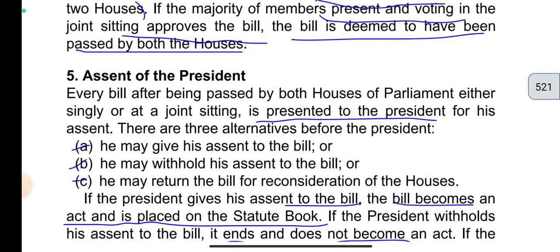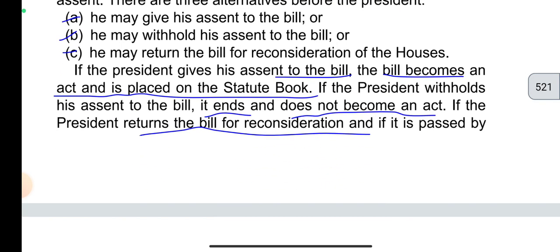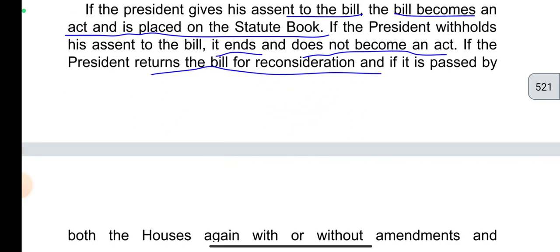Assent of the President. Every bill after being passed by both Houses of Parliament, either singly or at a joint sitting, is presented to the President for his assent. There are 3 alternatives before the President. He may give his assent to the bill, he may withhold his assent to the bill, or he may return the bill for reconsideration of the Houses. If the President gives his assent, the bill becomes an act and is placed on the statute book. If the President withholds his assent to the bill, it ends and does not become an act.